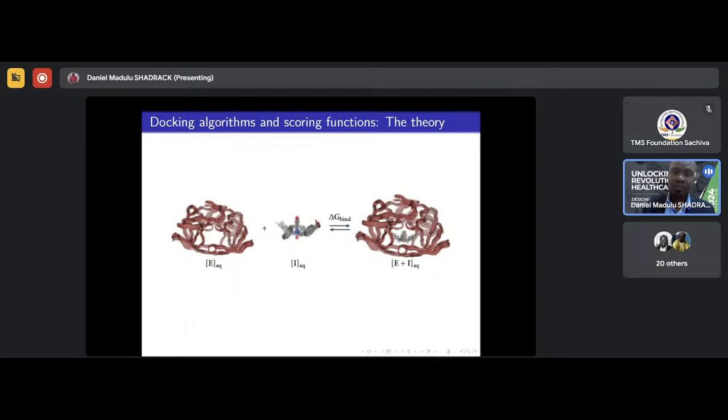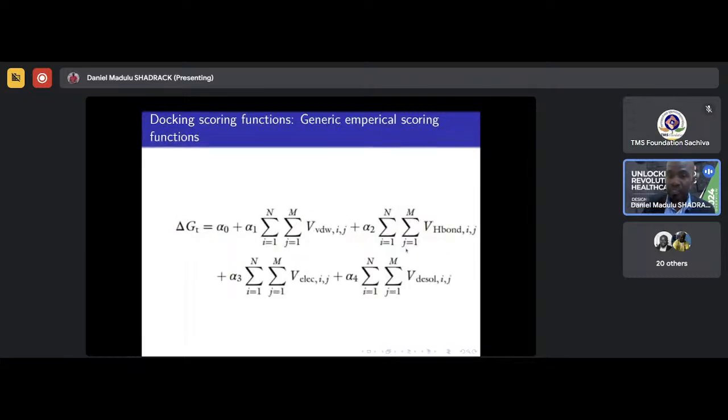So what is docking, and what are the domains of the receptors and what they do? The big theory is that you have the receptor and you have the ligand. We calculate the binding, so we have the complex. We have the receptor, we have the ligand, and then you have the complex. So this is the receptor-ligand complex.